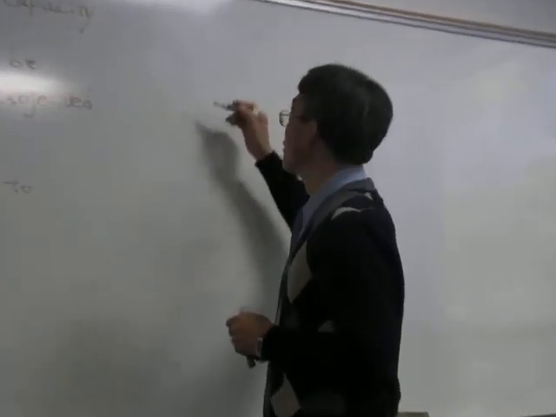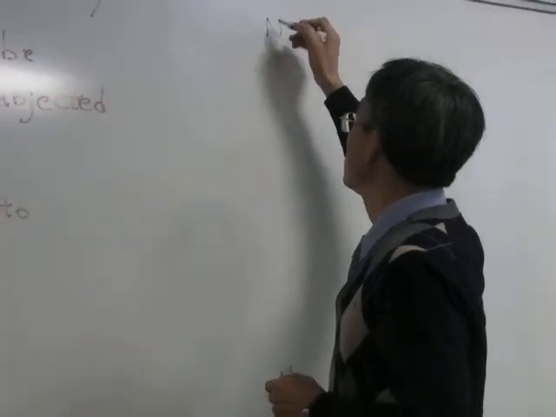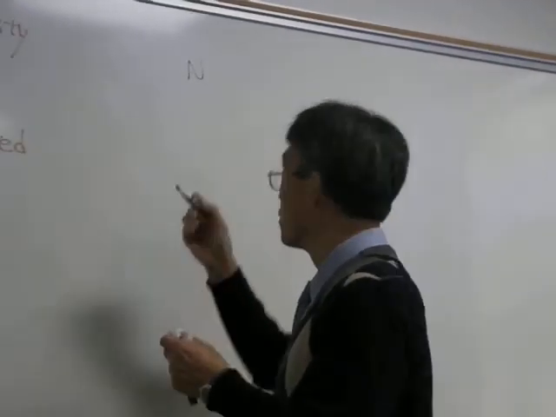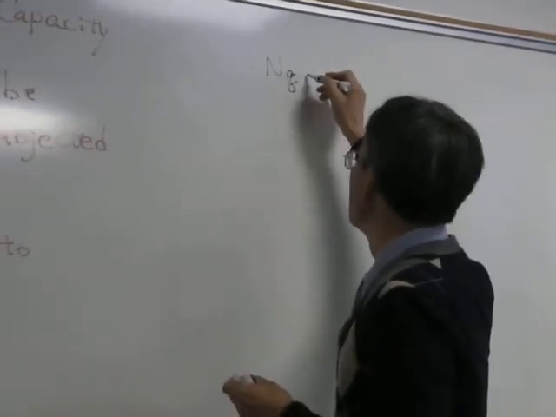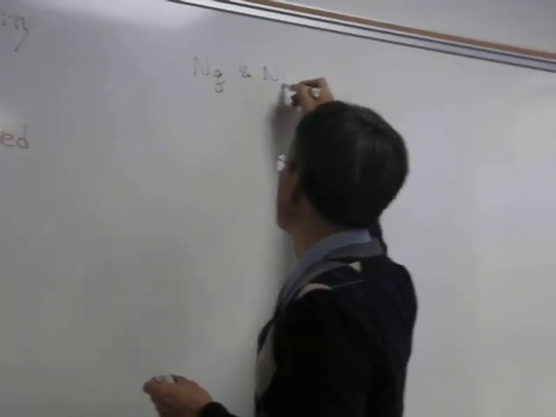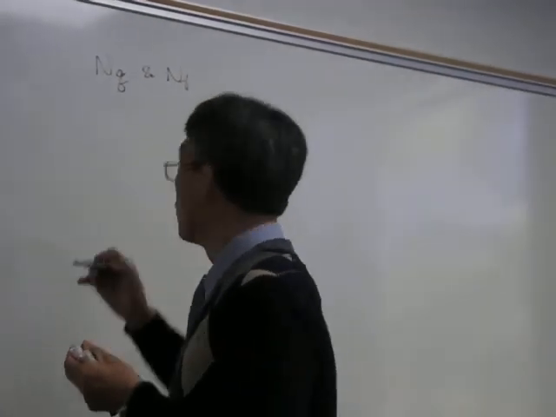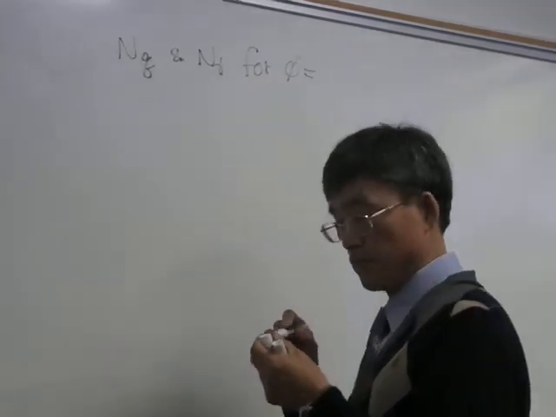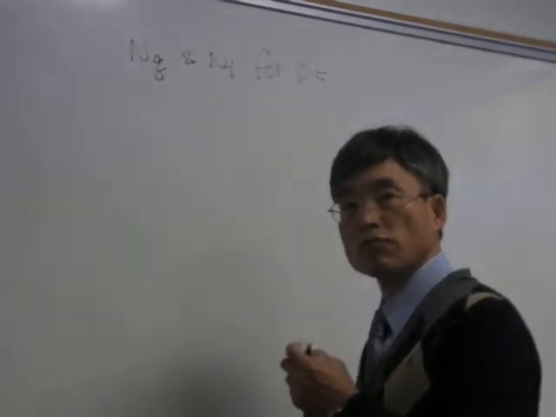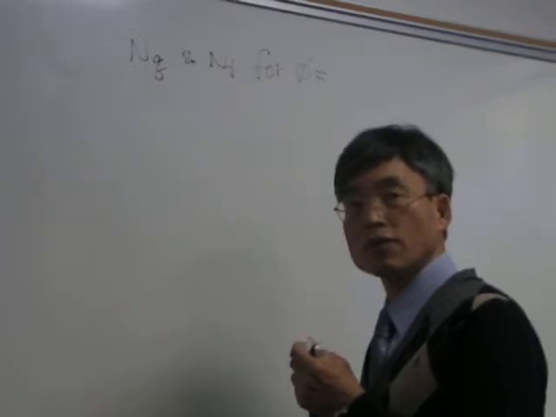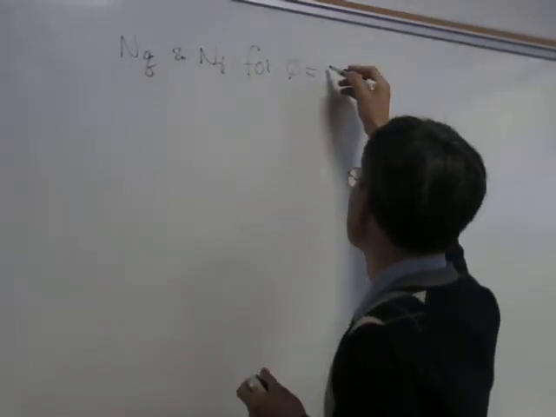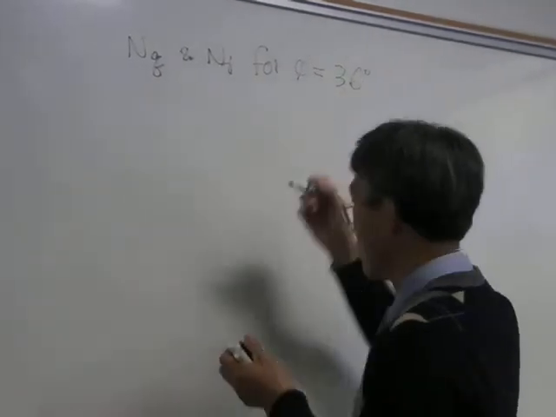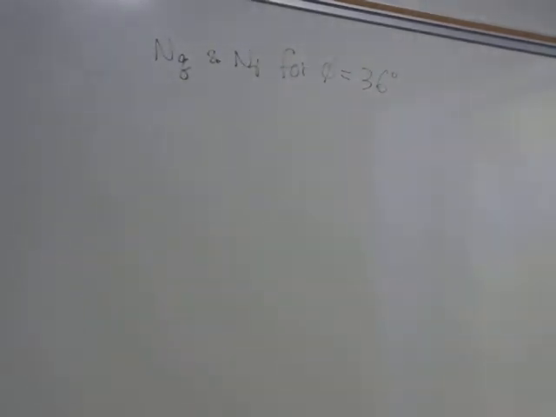Alright. Then let's try to find out N sub q and N sub gamma. Okay. Or phi equals what? It should be 40. I mean 36 for dynamic. 36? Okay. This pen is not good.